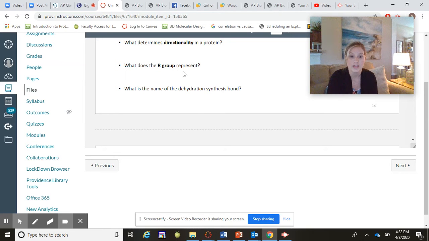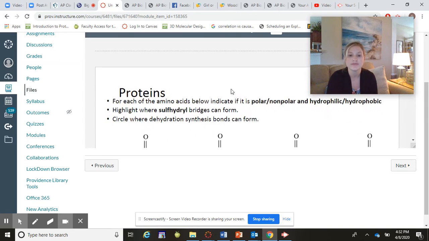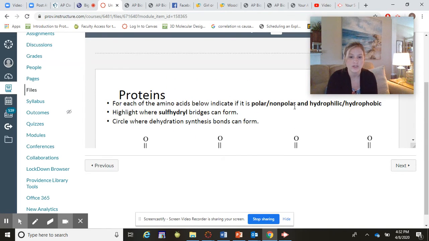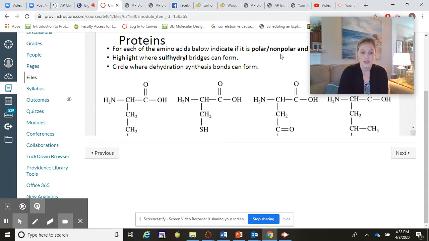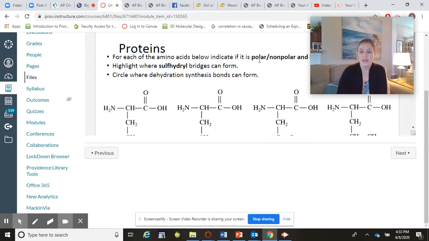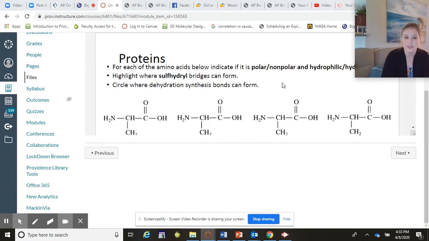The name of the bond between two amino acids is called a peptide bond. We can look at the R group to determine if the amino acid is polar or nonpolar, and remember, that's going to determine the folding of the protein. The R group determines whether the amino acid is polar or not, and when the protein goes to fold, the R groups can be attracted to each other and cause it to have a really specific folding pattern. So for each of the amino acids, indicate if it's polar or nonpolar, hydrophilic or hydrophobic.